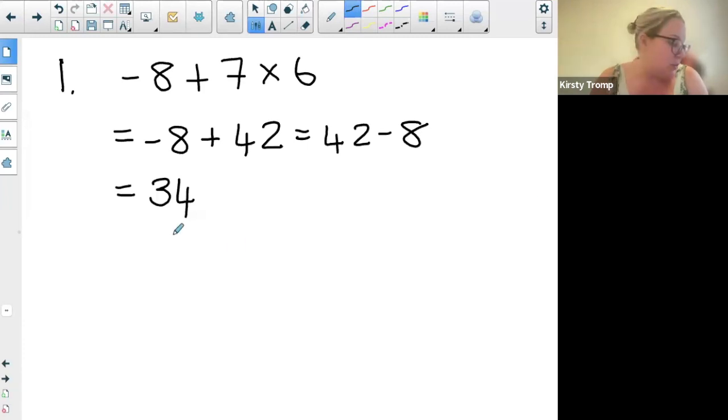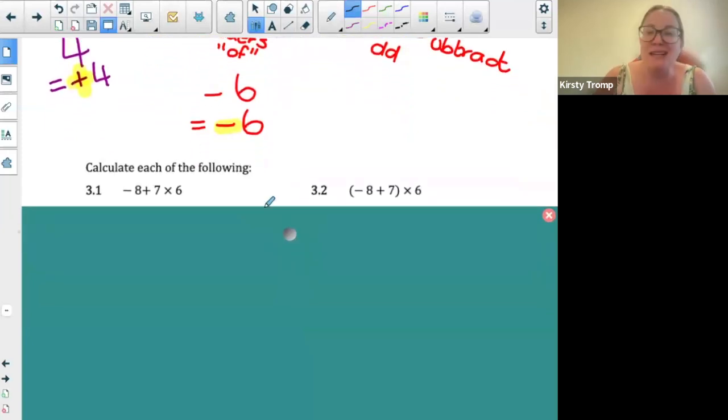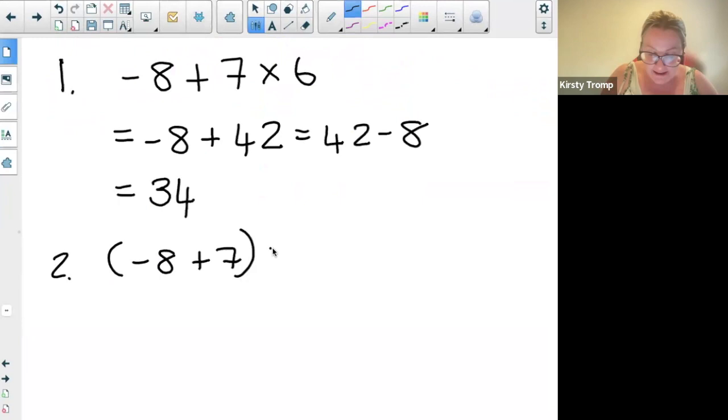Okay, let's go have a look at another one. So let's look at number 3.2. 3.2 has the exact same numbers, but let's check out if we get the same answer. So now I'm going to have number 2. Now I've got brackets, negative 8 plus 7, close brackets, times 6. Okay. So now I've got a slightly different sum, hey? BODMAS tells me I must do the brackets first. So let's go. Brackets first.